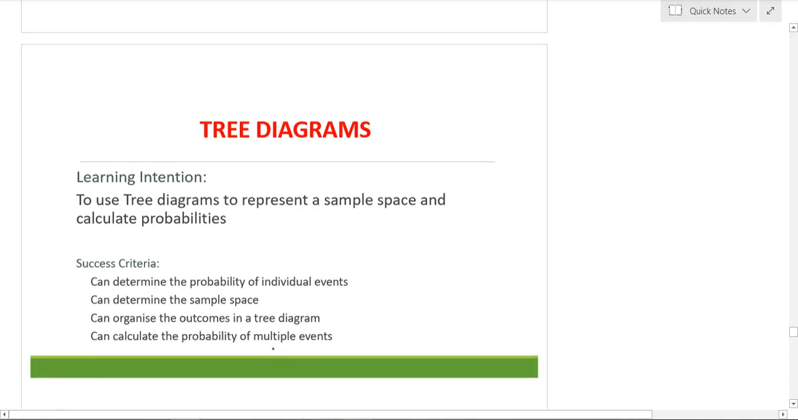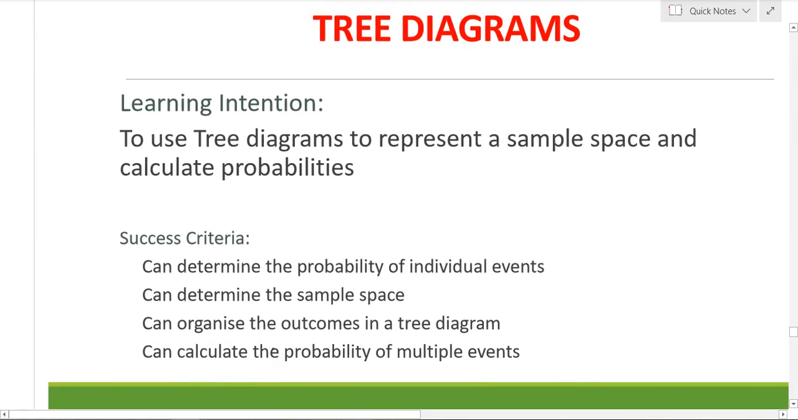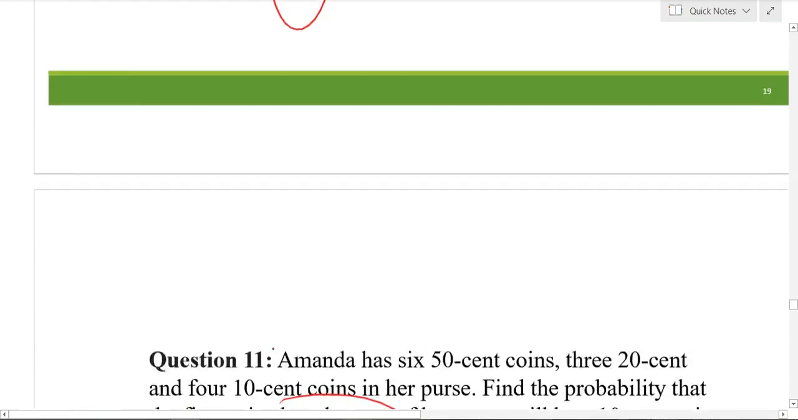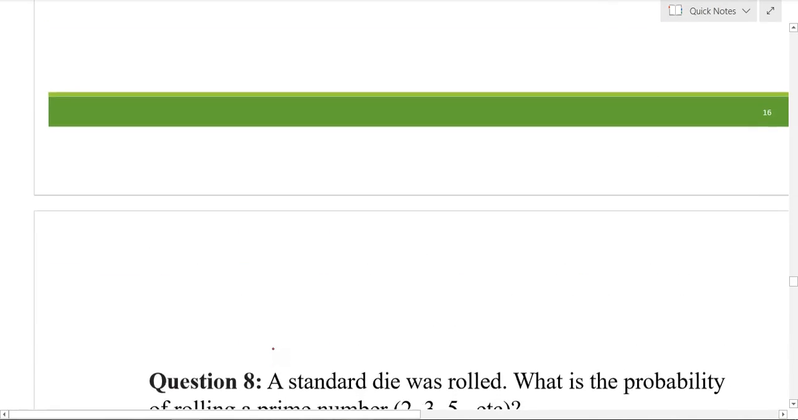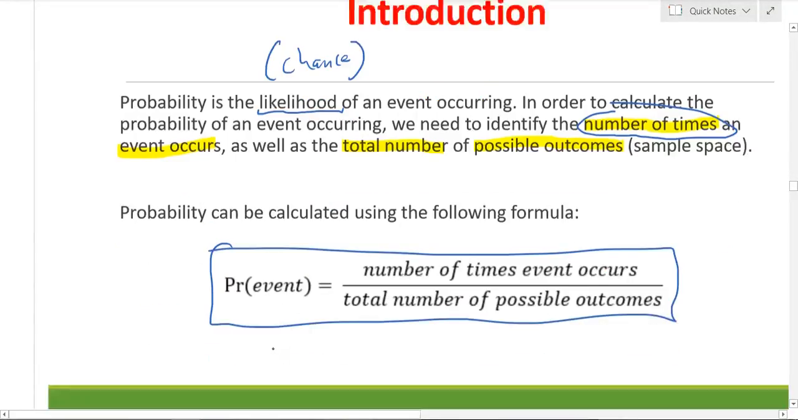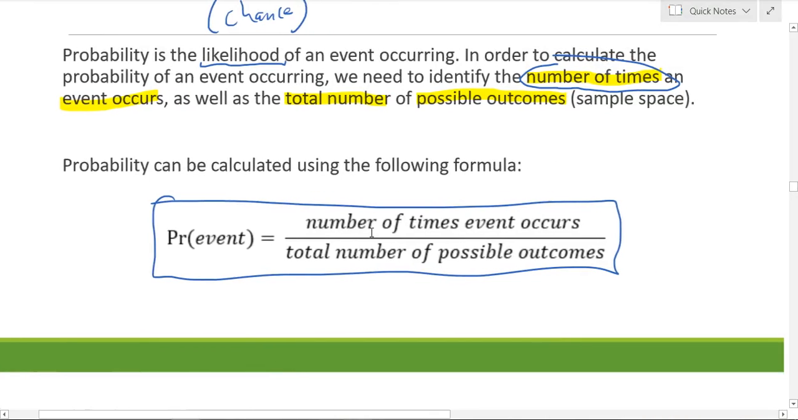Alright, so the last part for probability that we'll learn about in this term, we'll probably learn a little bit more next term, but not a lot. So remember, we've learnt about sample space. We've learnt about how to calculate your probabilities using that formula that I told you about. Remember this formula? Okay, this will come in handy a lot when it comes to calculating probabilities.